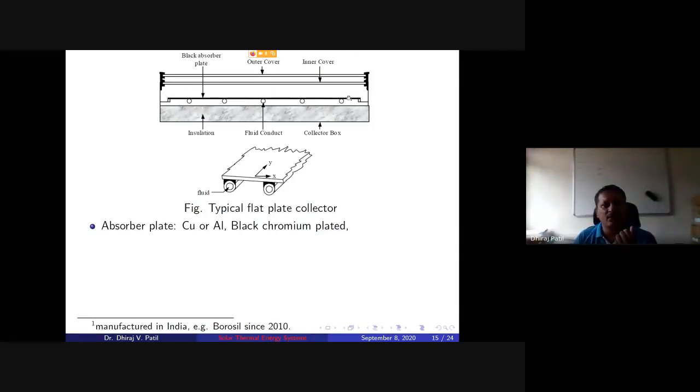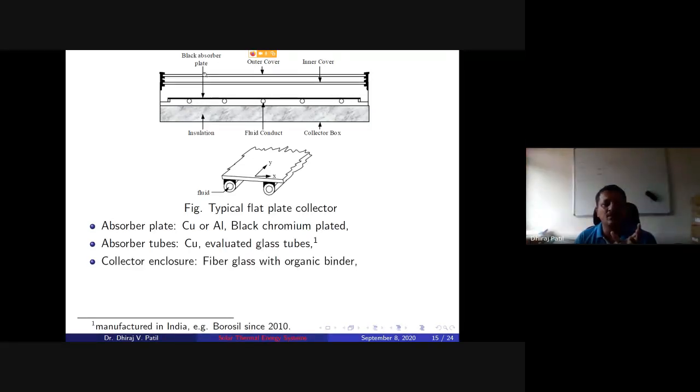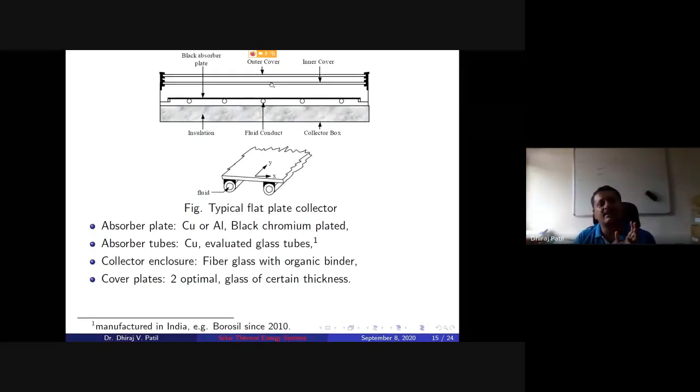So this unit is the simplest absorber, but we need to add the enclosure with the absorber plate and absorber tube. The enclosure is required to arrest the heat losses from the unit. This enclosure could be of, say, fiberglass with organic binder, or aluminum, depending on how much sturdiness you require. And you need to have cover plates. So these are the inner cover and outer cover plates, and these are basically glass covers of certain thickness.